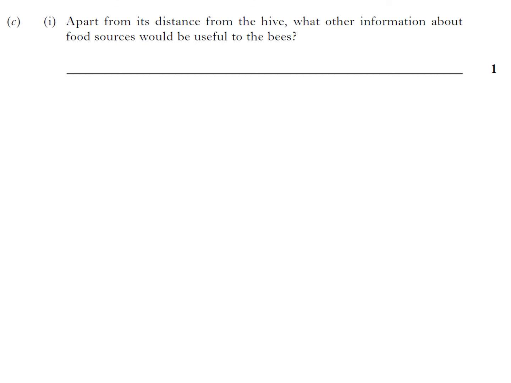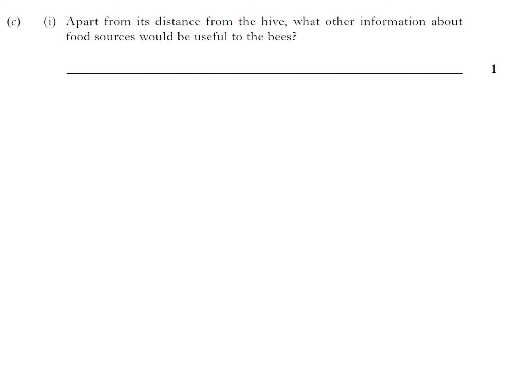So apart from distance from the hive, what other information about food sources would be useful to the bees? This is not in the data. This is entirely you coming up with your reason for this. What else do you think they would need to know? So I think the obvious one is direction. It's all very well saying, 1,000 meters away there is an excellent source of food, but if you don't actually tell them which direction to fly in, that's no good to them. So direction would be my go-to, that's what I would say.